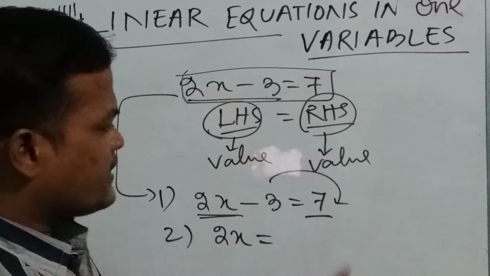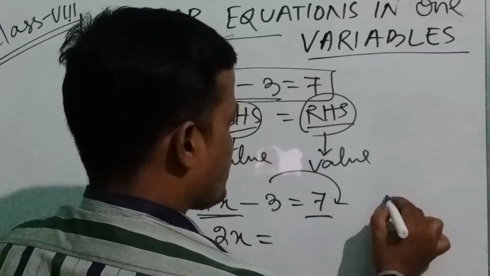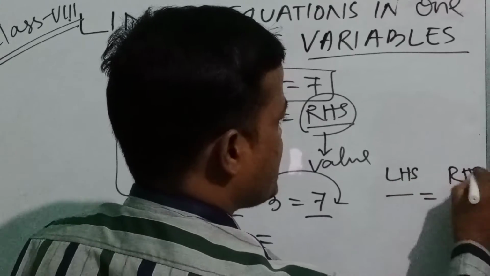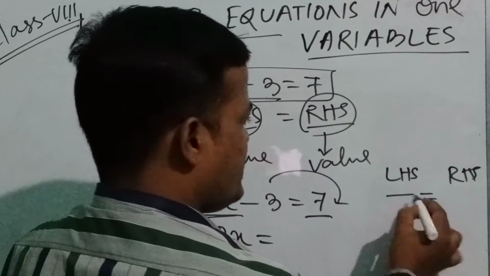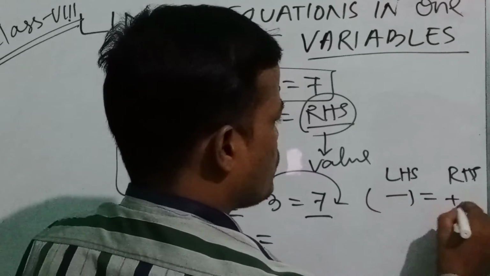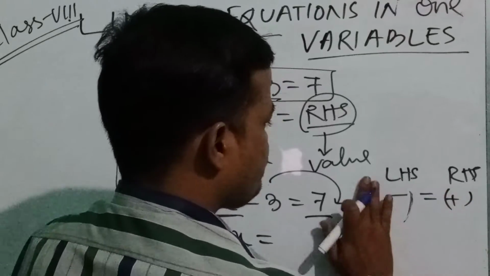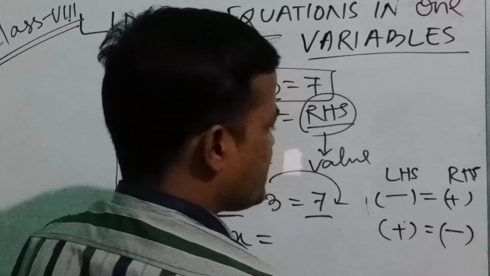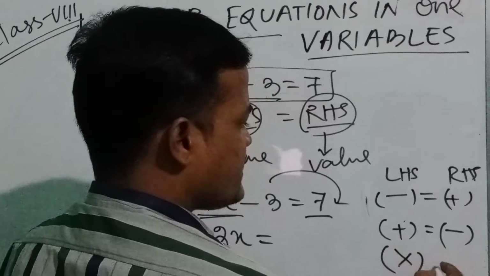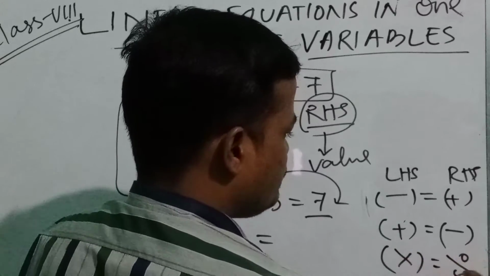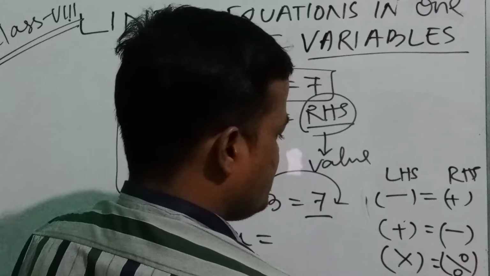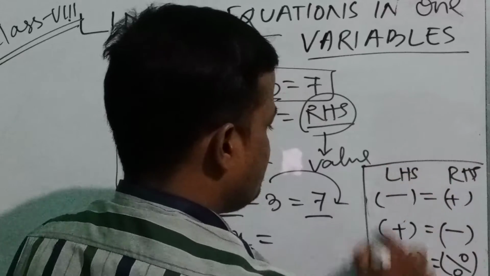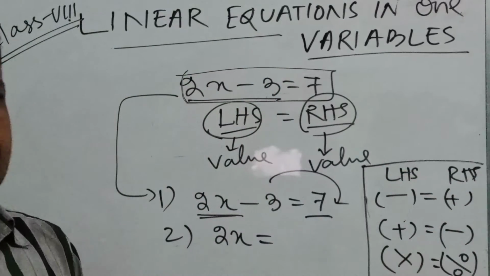But when you are going to take this to the other side, you always follow the rules. This is your LH side, this is your RH side. Okay friends, LH is RH. If it is a minus on the left hand side, then it is plus on the right hand side. If it is plus on the left hand side, it will be minus on the right hand side. If it is multiplication on the left hand side, it will be division on the right hand side. If it is division on the left hand side, it will be multiplication on the right hand side. So this is the procedure for operations. Is it right?